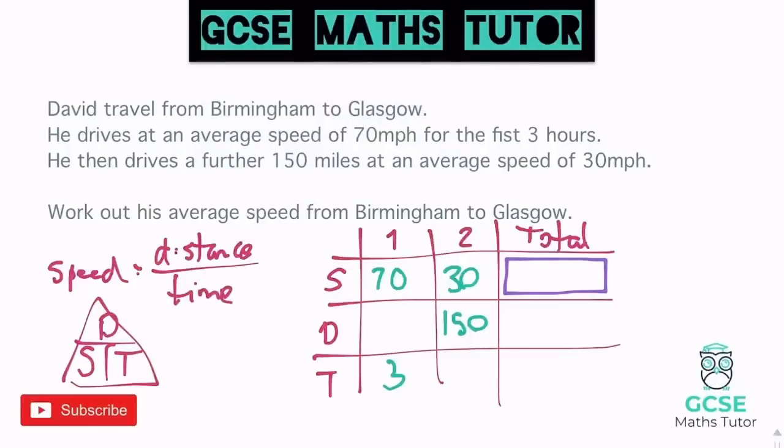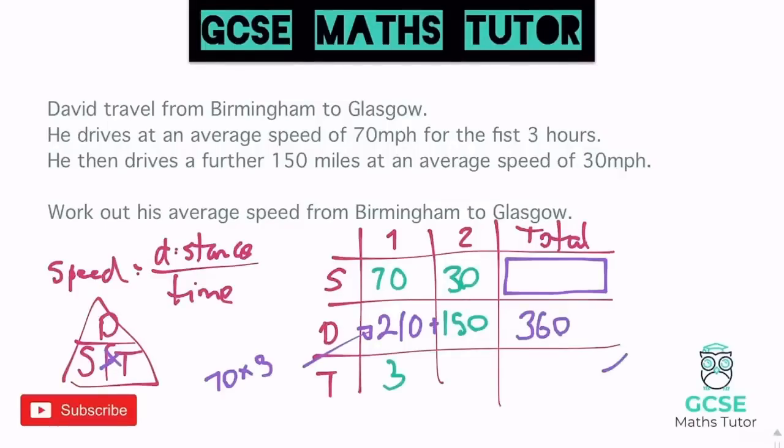So let's have a look at what we can do. So this first distance here, let's see if we can work that out. So looking at our formula triangle, distance is speed times time. So we can do speed times time to work out that distance. So 70 times 3, the speed of 70 times 3, says it will go 210 miles. So again, we can add these together to get a total distance at the end there, because that'll be 360 miles in total that he's got to do.